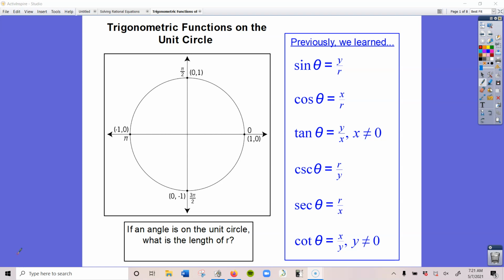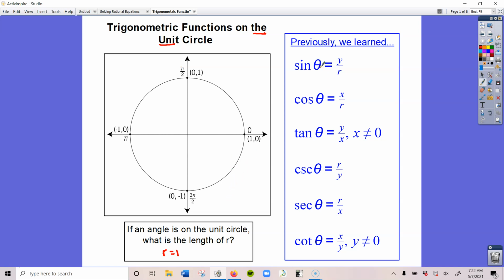Hey guys, today we're going to learn about trigonometric functions on the unit circle. So we've already learned how to find trigonometric values from a point that is on a circle on the coordinate plane. Now the unit circle just indicates that the length of radius r is going to equal 1. That's why it's called the unit circle, 1 unit. So like I said, the radius is equal to 1.